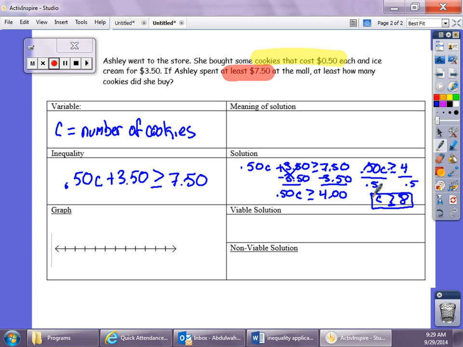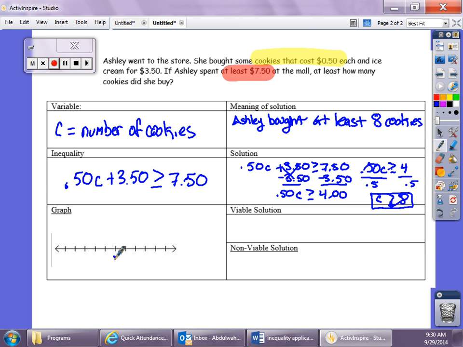So now the meaning of this, if C is the cookies, so the cookies has to be greater or equal to 8. So our meaning of our solution is that Ashley bought at least 8 cookies. So that's what our solution means. We got C is greater or equal to 8. So it actually means that Ashley bought at least 8 cookies. She could have bought 9, she could have bought 20, she could have bought 800. But we know that she bought at least 8.